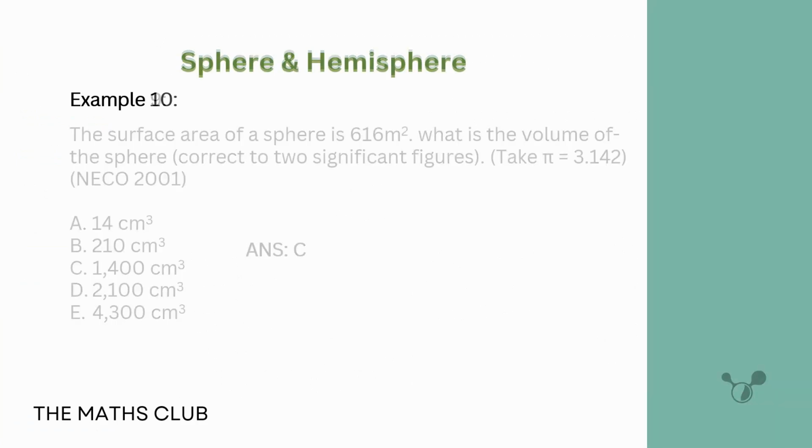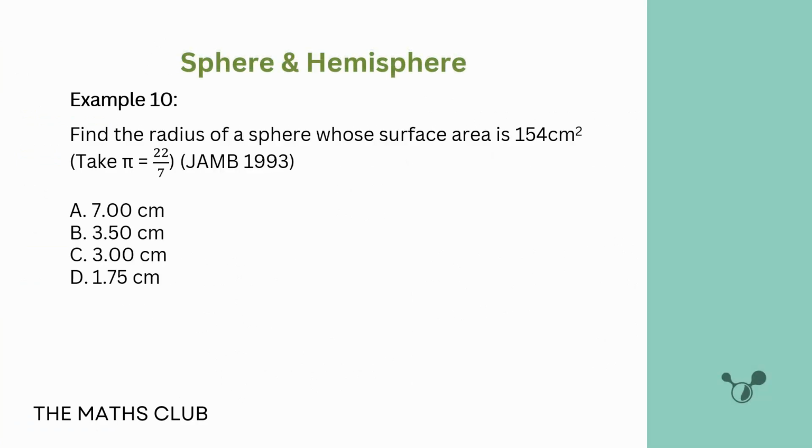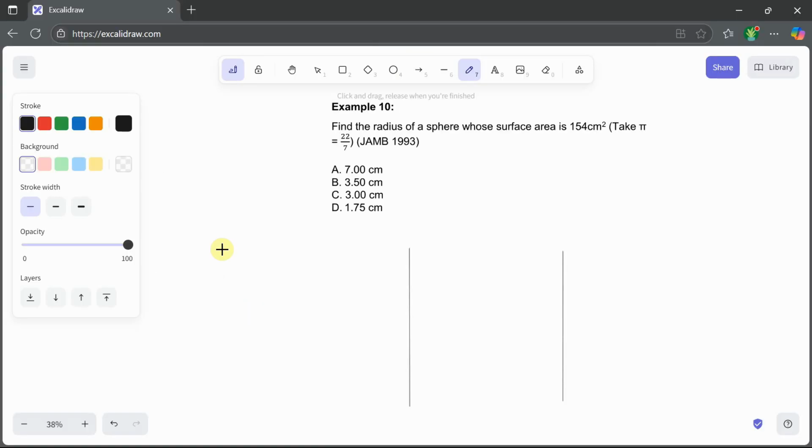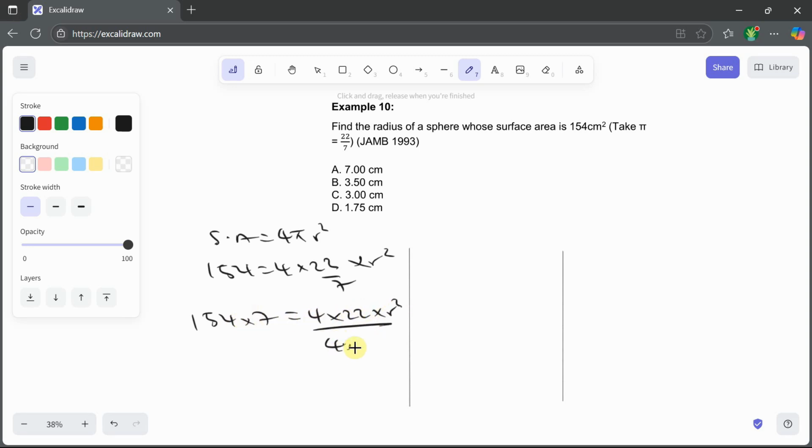Great. Example 10 says, find the radius of a sphere whose surface area is 154 centimeters squared. Take pi to be 22 over 7. This is taken from JAMB 1993. Of course, you'll be able to solve this. The surface area, like we said, is 4 pi r squared. So 154 is equal to 4 times 22 over 7 times r squared. Right, so if I cross multiply, that will be 154 times 7 is equal to 4 times 22 times r squared. So divide both sides by 4 times 22.